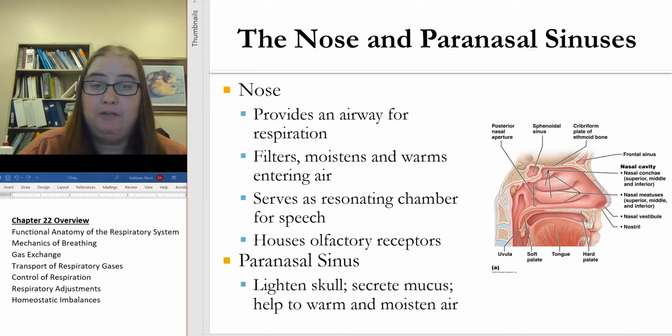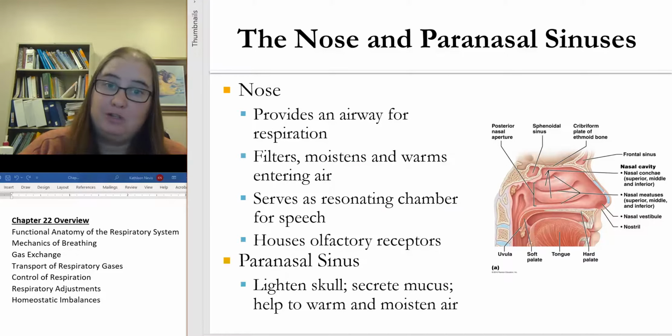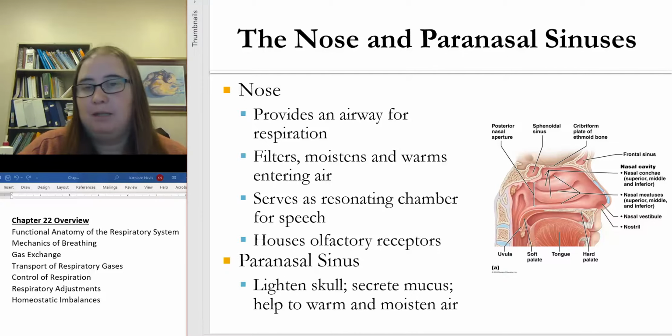So looking at the first structure that air is going to encounter as it enters our respiratory system, we have our nose and our paranasal sinuses. When we talk about the nose, it's divided into an internal nasal cavity and an external nose. I could probably leave these slides out and you would know what the function of the nose is. It provides an airway for respiration. Here comes our common theme: it filters, moistens, and warms the air as it enters our respiratory system.